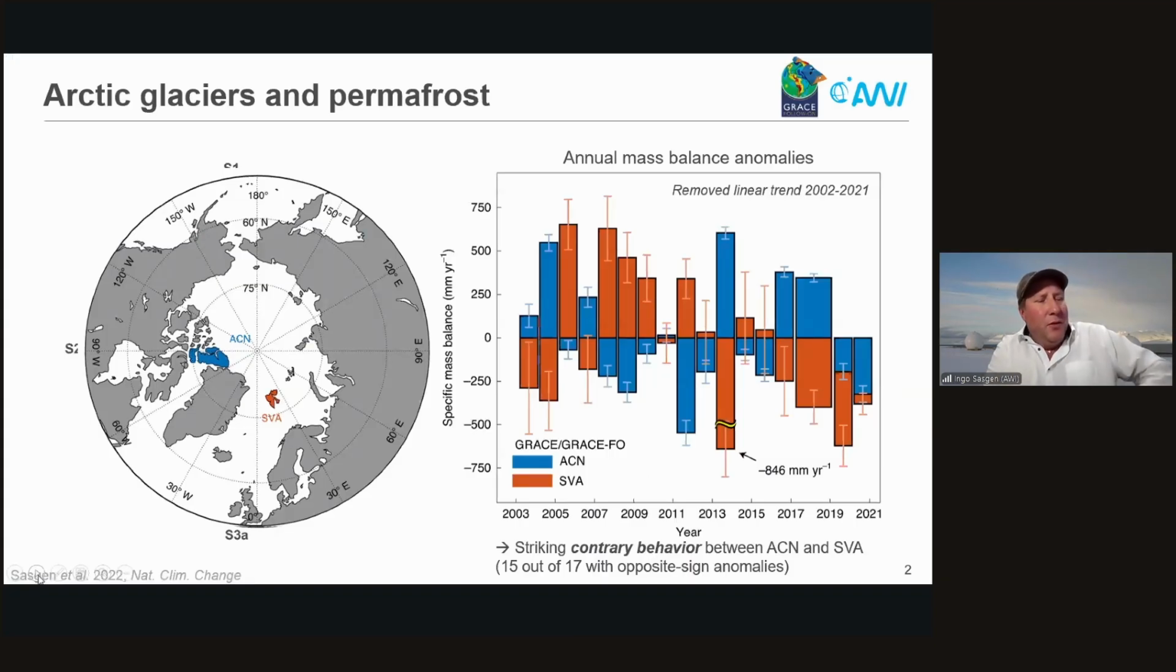So in 2022, we discovered this strong anti-synchronous variation of mass anomalies in northern Arctic Canada and Svalbard. You can see on the right-hand side annual mass balances recovered with GRACE. And you can see the striking contrary behavior between the mass balance anomalies. So always when we have a cold year in northern Arctic Canada, we had a warm melt year in Svalbard, and the opposite way around. There are just a few exceptions in this observation period.